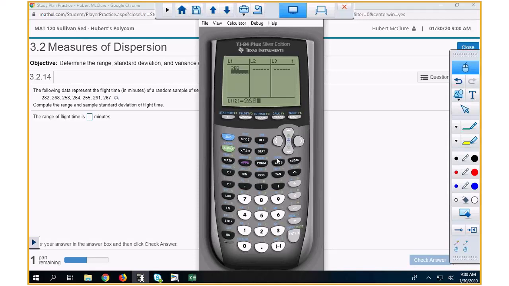268, 258, 264, 255, 261. Please make sure I'm typing them in right. And 267. Now this is only 7 numbers, not a big deal. But you see some of the homework has like 50 numbers. I'm going to use StatCrunch, or I'm going to use the Excel spreadsheet.